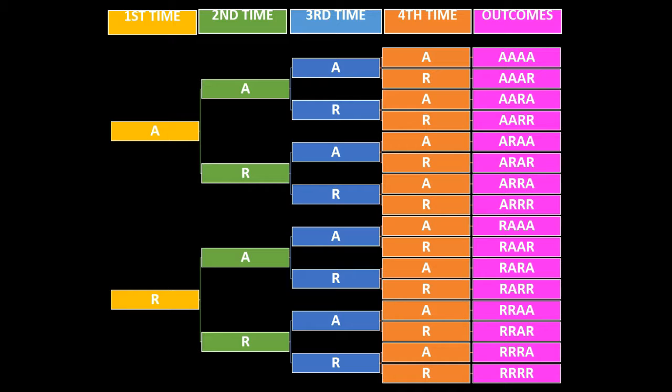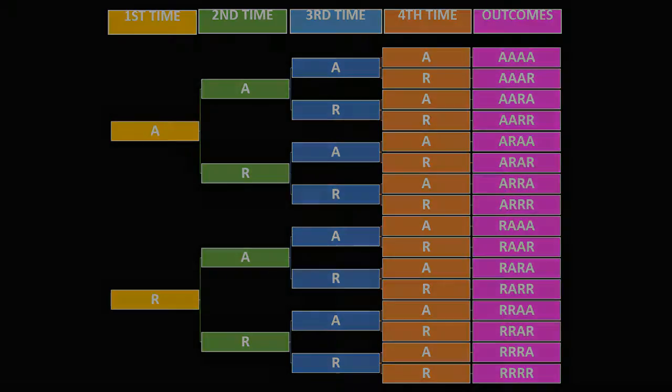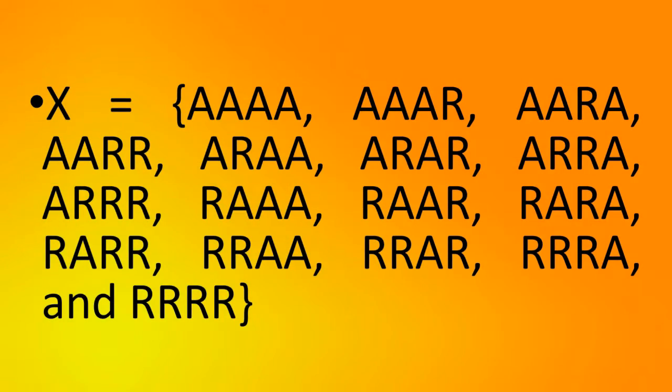Now, let's finish the tree diagram. For the outcomes part, we got 1 choice each from the first, second, third, and fourth time parts and combined them to form outcomes, like this. A plus A plus A plus A is equal to AAAA, and so on. Through these 16 outcomes, we can say that the sample space of the random variable x consists of the following elements, or sample points. Easy, right?